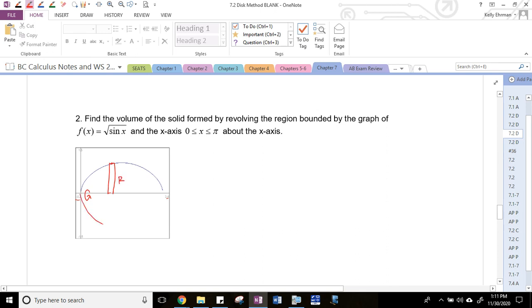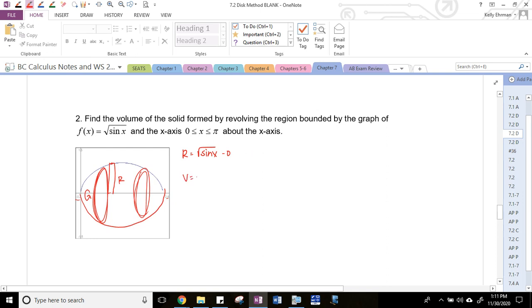If you wanted to sketch the whole thing out, you've got sort of a little egg shape going on, right? It'd be something like that. All right. So r is the square root of sine x, technically minus 0, because you're saying the distance from this curve to this x-axis.